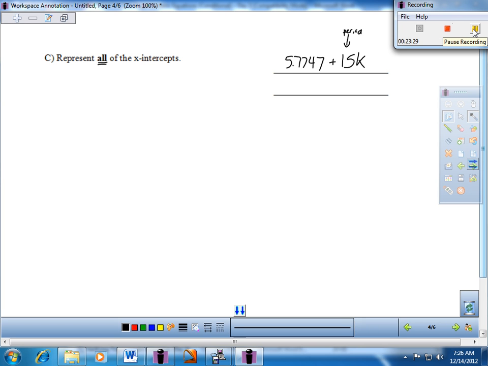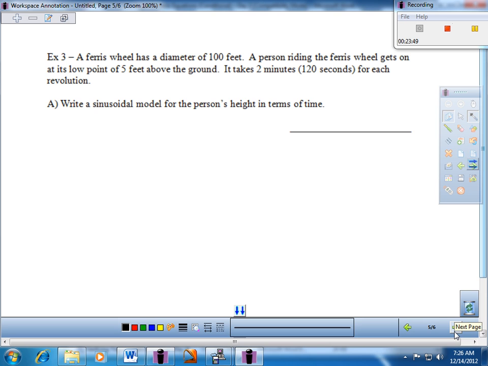Okay, so the next one then, I would write as 9.2253 plus 15k. Good. All right, so an infinite number of solutions to that equation, and this would be the mathematical representation of that. Well, let's try one more.